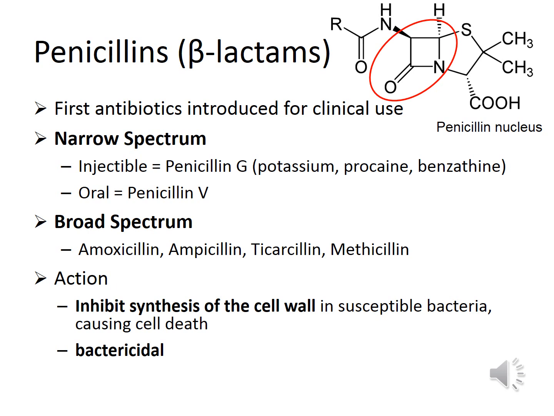This is the oldest class of antibiotics that we have, and penicillin itself was the first antibiotic introduced for clinical use. They're known as beta-lactams, and if you look at the structure on the right, I've got the beta-lactam ring circled, and this ring is critical for the function of penicillin, or beta-lactam antibiotics, I should say.